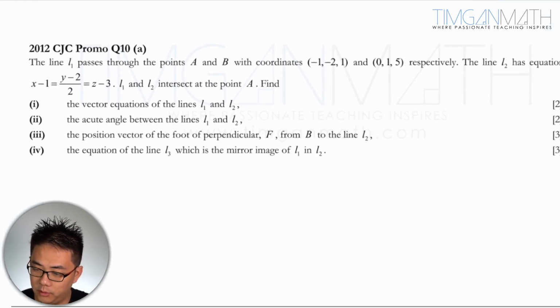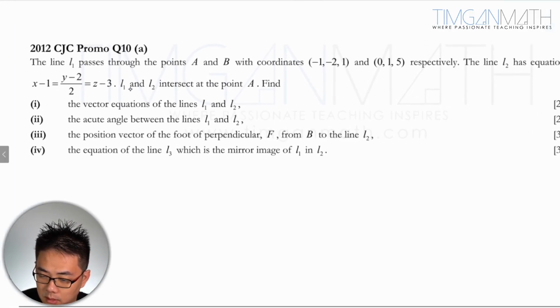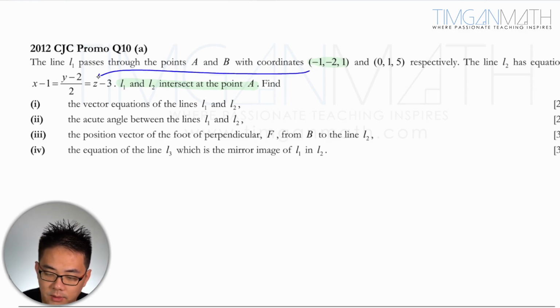Great. So you're given two intersecting lines, with point A. The intersection point A is given here. You can actually check whether it's in L2. You can just sub into this Cartesian equation here. It satisfies this Cartesian equation.